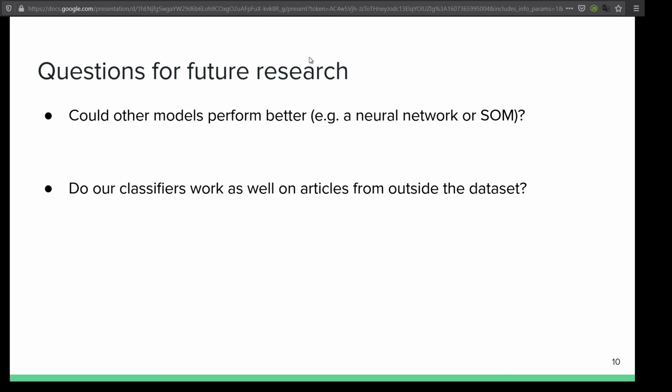There are some questions left for future research. There are some models that we didn't consider that are more complex, like a neural network or a self-organizing map. These models could be tested with the same data set and compared to our results. That would be an interesting comparison. And we'd also like to test our classifiers that have been fully trained on articles from outside the data set. These could be Reuters articles from an earlier period or more recent Reuters articles, but also news stories from other outlets or sources.